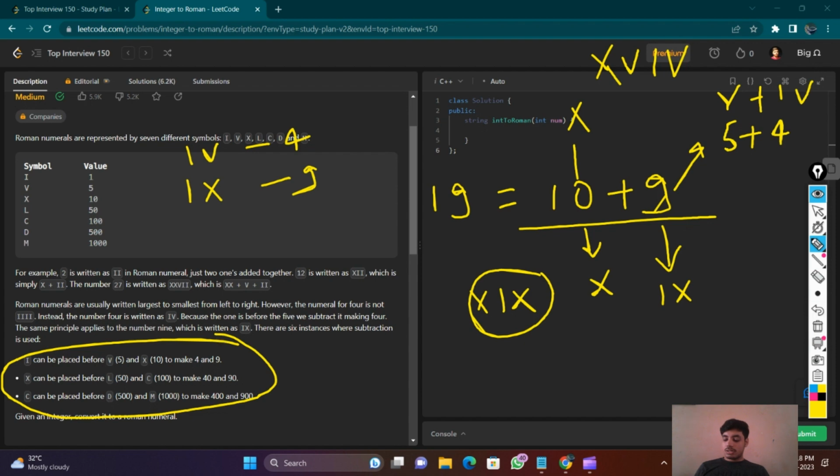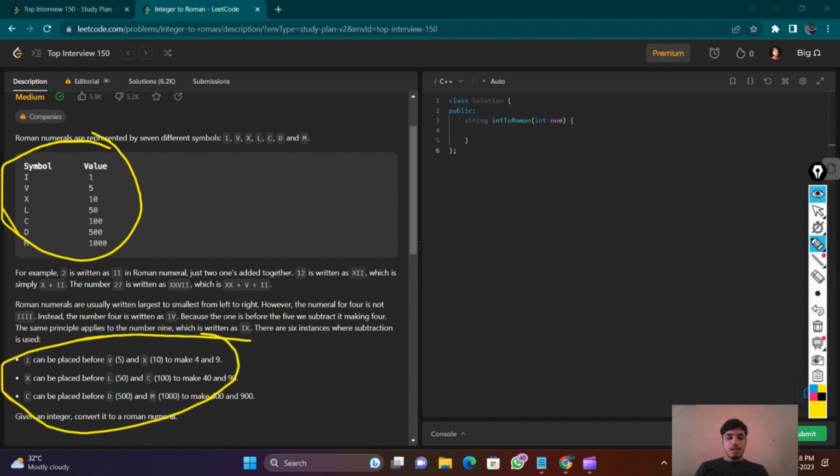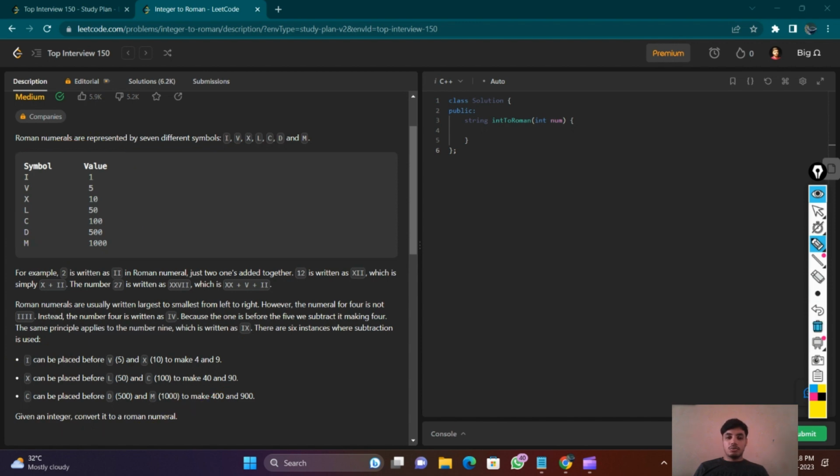So we are going to do the same. We are going to store all the values with their symbols, and all these six extra symbols in our table, and using that table we are going to distribute our num and get the Roman numeral value. So let's see how we are going to do that. For this purpose, let's first store these values.